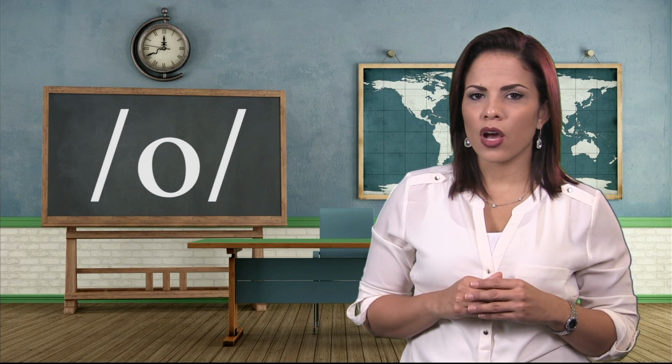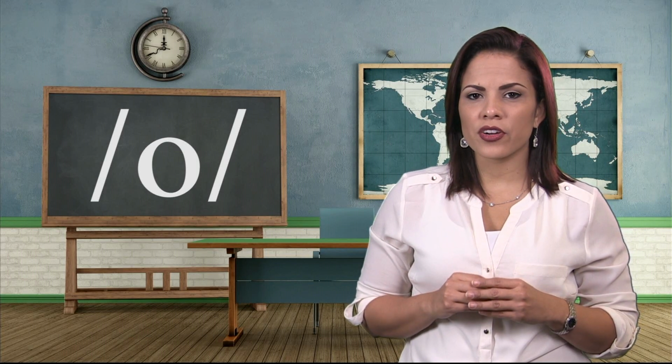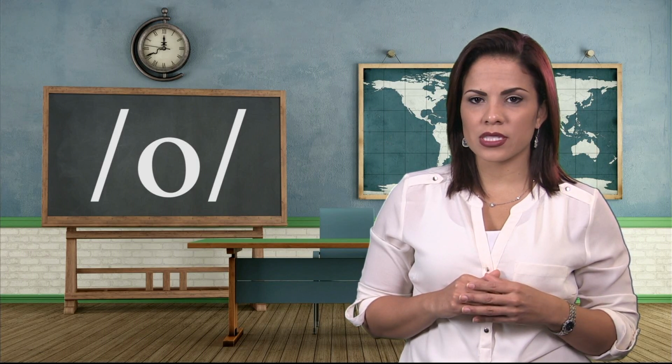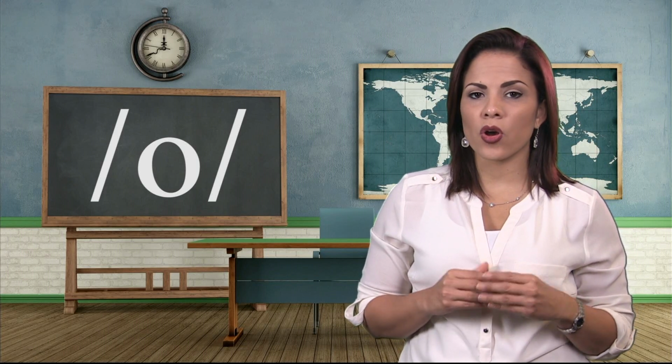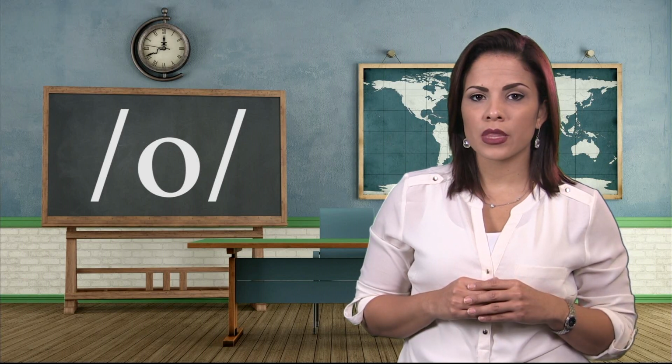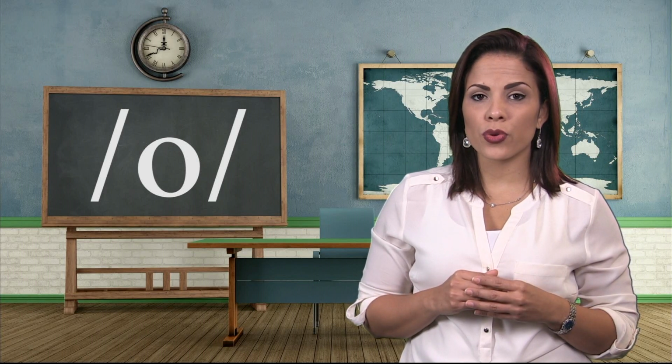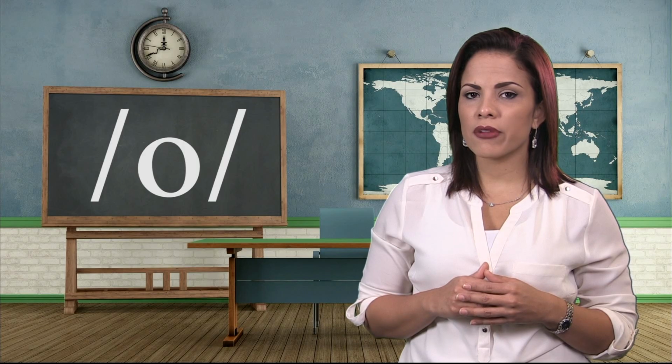Let's try it. O. O can occur in the beginning, middle, and the end of words. Some keywords to help you remember O are cone, open, road, bowl, and foe.